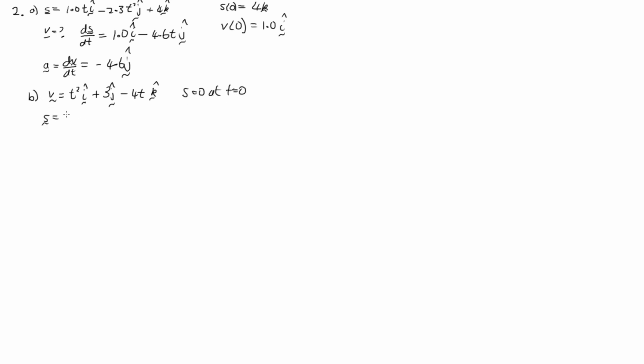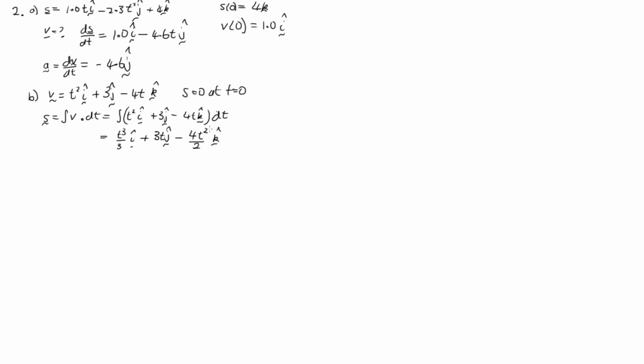So to get displacement from velocity, we need to integrate it. So we're going to be integrating the velocity with respect to time. So we're doing the integral of t squared i plus 3j minus 4tk, and all of this is with respect to time, so dt. So when we integrate t squared, we end up with t cubed on 3, and that's in the i direction. And then we're integrating 3j, so when we do that, we'll get 3tj. And then when we integrate minus 4t, that becomes minus 4t squared, and then we're dividing by 2, and that's in the k direction.